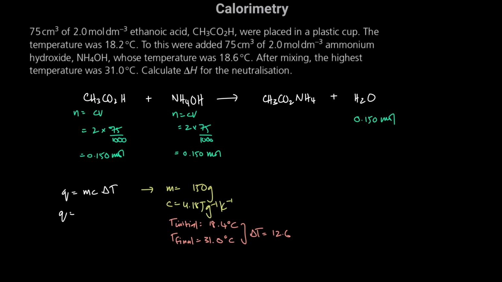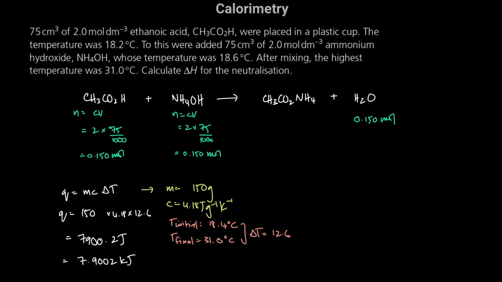Okay, so now we can calculate Q, right? Q is equal to MC delta T. Here, the mass of water is 150 grams. Again, we're assuming that the mass of solution and mass of water are the same thing, and that the volume of solution and volume of water are the same thing. The specific heat capacity is 4.18, and change in temperature is 12.6. So Q comes out to 7900.2 joules, and this in kilojoules is simply 7.9002 kilojoules.